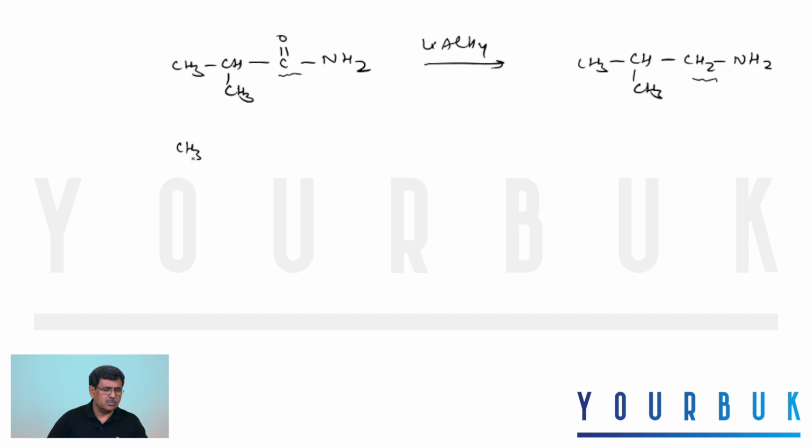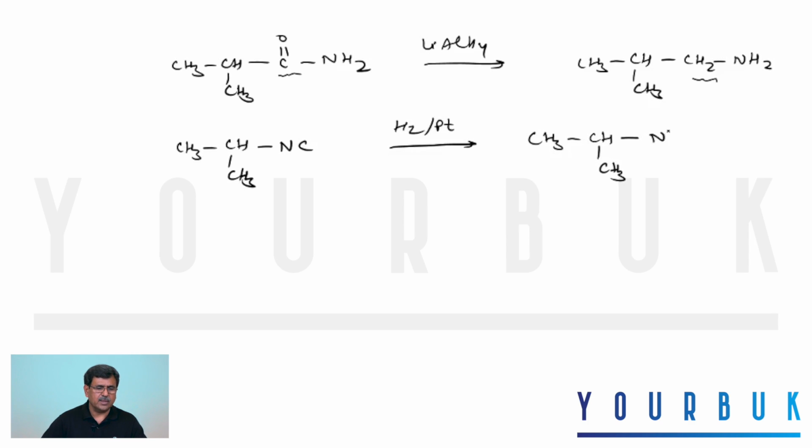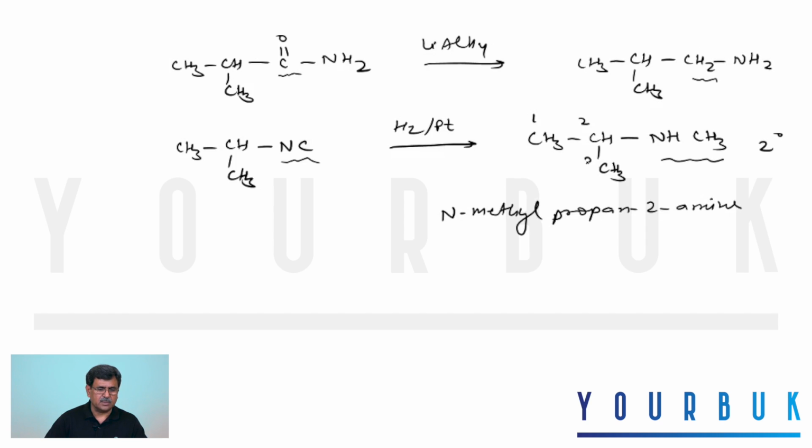Similarly, if we are reducing this one, this is an isocyanide, using H2 platinum or H2 nickel, it gives CH3CH. So there is no change in the R group. The R group remains as it is. Only the NC group changes to NHCH3. So this is a 2-degree amine and it is named as N-methyl propan-2-amine. And this is our longest chain of 3 carbon atoms.